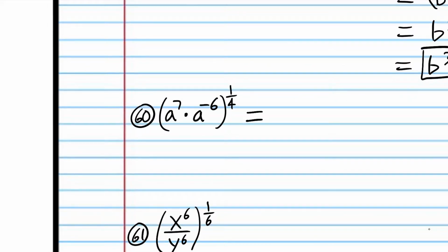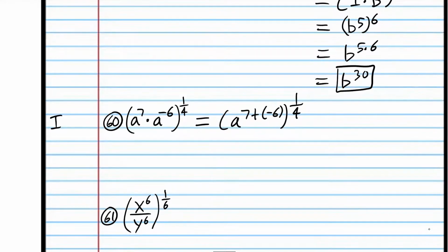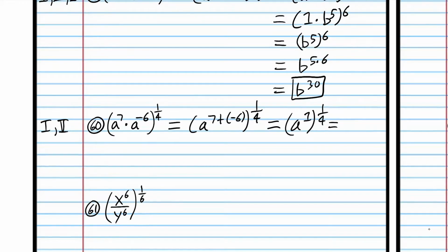First, we're going to use rule number 1 to simplify the inner part. So we have a to the 7th plus negative 6, all raised to the 1/4. And if you add those together, 7 plus negative 6 is 1. So we have a to the 1st power, all raised to the 1/4 power. Then we're going to use rule number 5 because we have a power raised to another power, and that tells us to multiply the power. So we have a to the 1st power, or a to the 1 times 1/4 power.